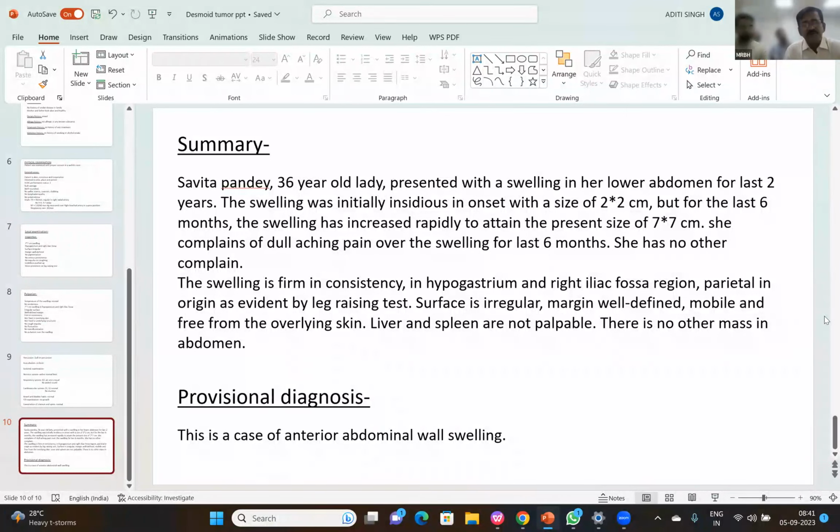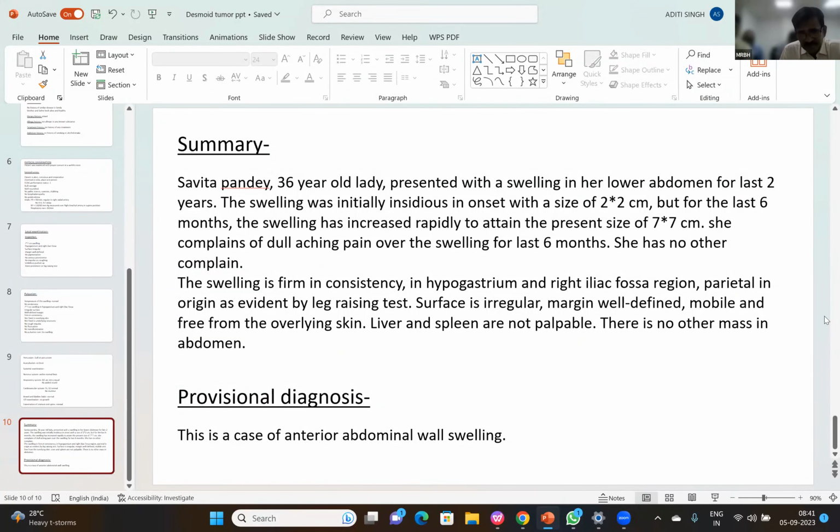Why do you say it's a desmoid tumor? First of all, if I ask, what is a desmoid tumor? The desmoid tumor is a mesenchymal neoplasm, a locally aggressive tumor. Try to define a desmoid tumor. Desmoid tumor arises from which tissue? It arises from the musculoaponeurotic tissues. These are usually deep-seated tumors. It's not a subcutaneous tumor.